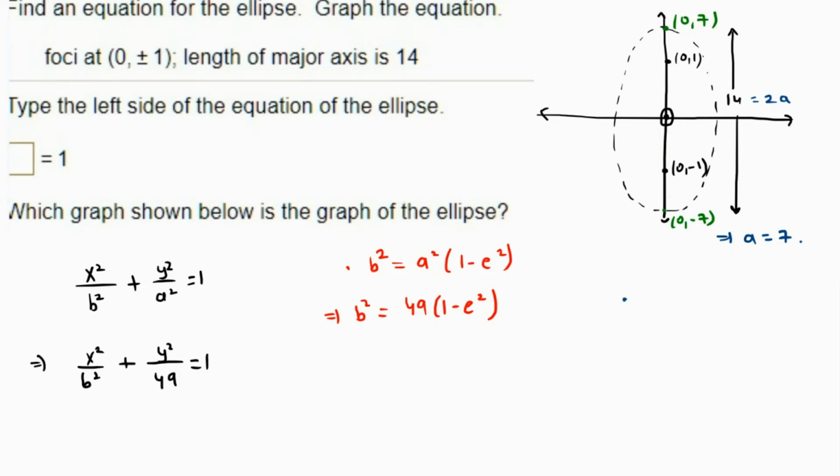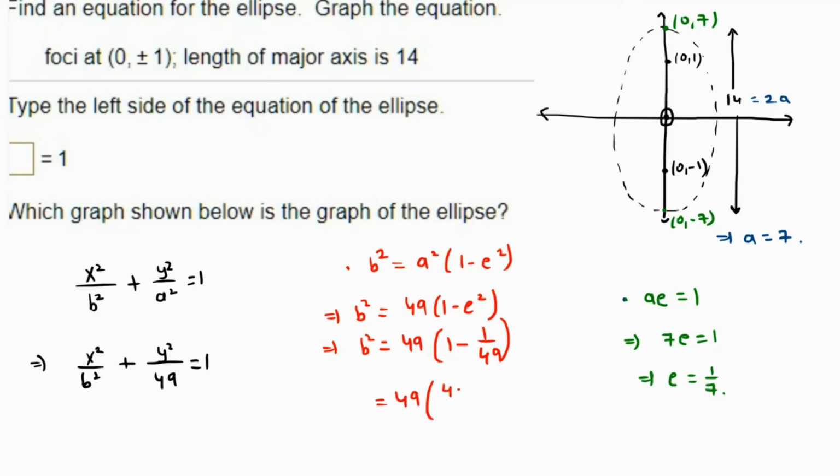So we are given that ae, which is the distance between the center and the foci, is 1. a is already 7, so 7e is 1, which means that the eccentricity e is 1 over 7. So let's substitute e over here. So b squared will be 49 times 1 minus (1 over 7) squared, which is 49 times (49 minus 1) over 49, which is 48 over 49. 49 and 49 cancel. So we are left with b squared as 48.